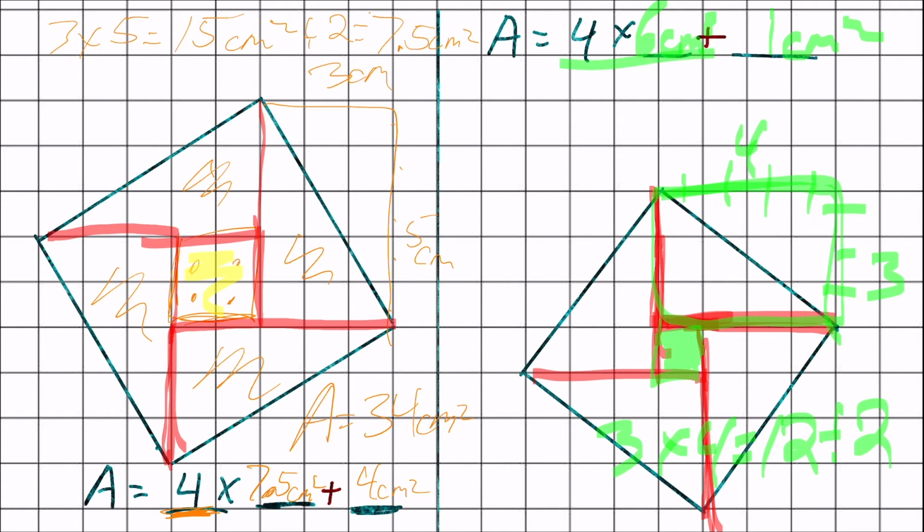Now I can just fill in the rest of the equation. So now I have 24 centimeters squared plus 1 centimeter squared, which is 25 centimeters squared. And so the area of this rotated square is 25 centimeters squared.